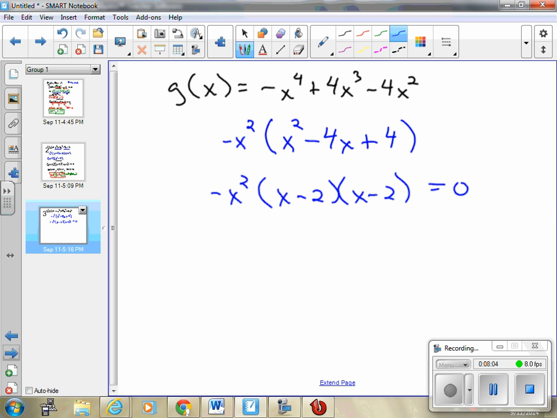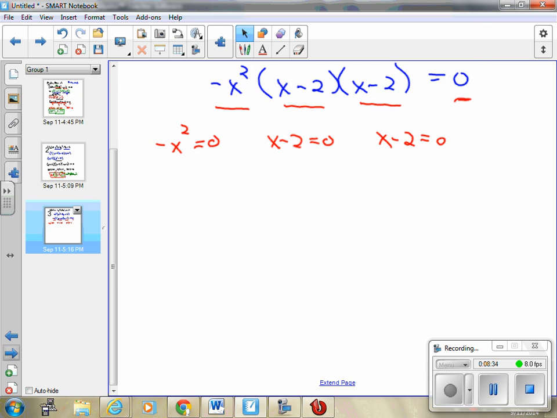And again, if we're finding zeros, we're going to say, well, what are the zeros here? Well, we could have a 0 at any one of the parentheses, the x squared, the x minus 2, or the x minus 2. If any one of those three things is equal to 0, this whole product will equal 0 and give us the result that we're looking for. So it's like writing a bunch of equations here. I have a negative x squared equal to 0, an x minus 2 equals 0, or an x minus 2 equals 0.